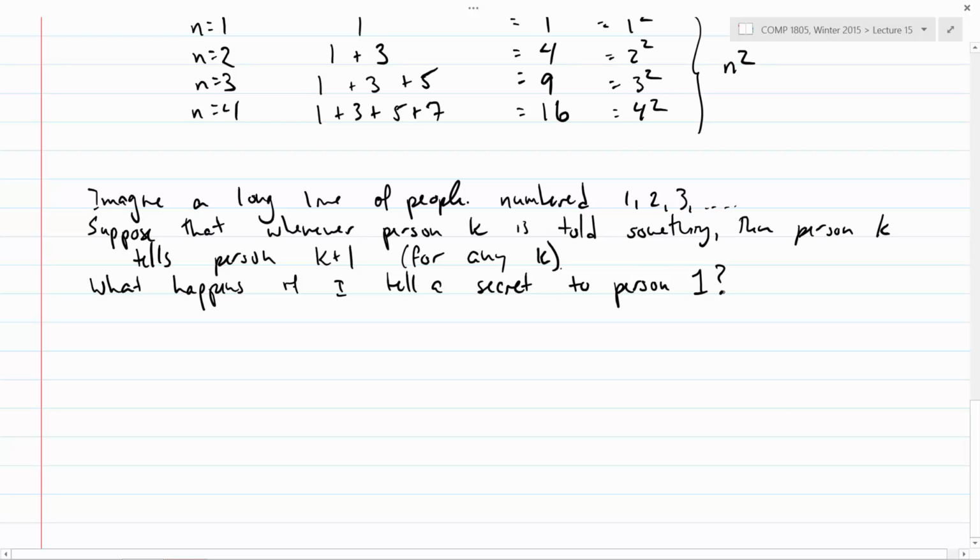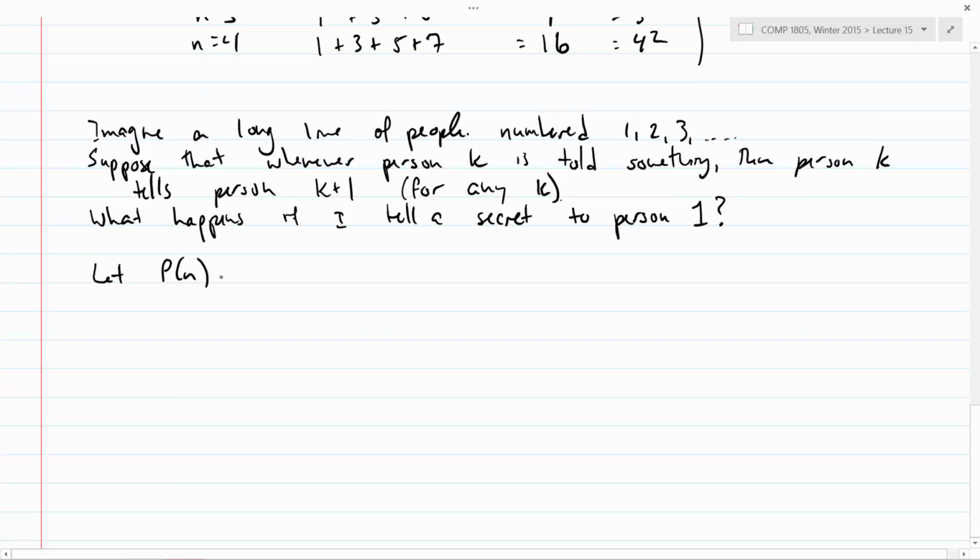What's going to happen? Yep. Everyone in the entire line will know the secret. Does it matter if there's infinitely many people in the line? No. I mean, it might take a while, but everyone will know the secret. All right? So if you don't believe that, we can prove it. We know how to prove it.